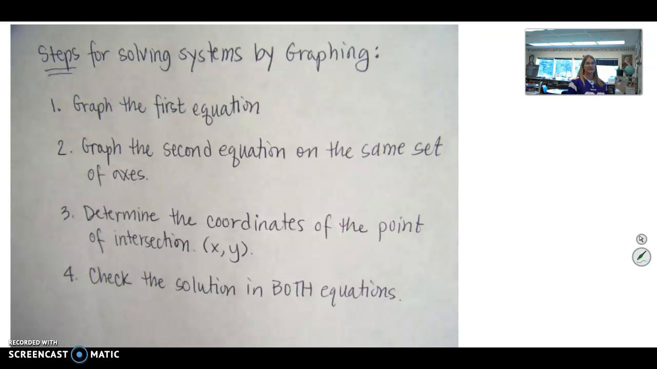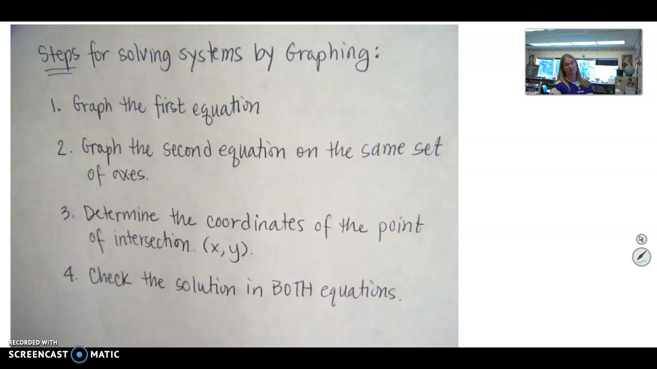so these are the steps for solving systems graphically. In this section, we're going to be looking at solving systems graphically. Then we're going to look at solving algebraically, two different methods there. We're going to solve using substitution, and solve by elimination.